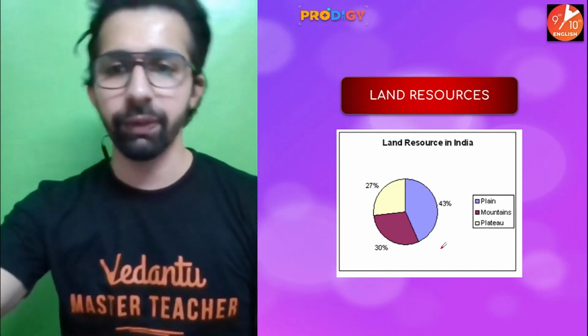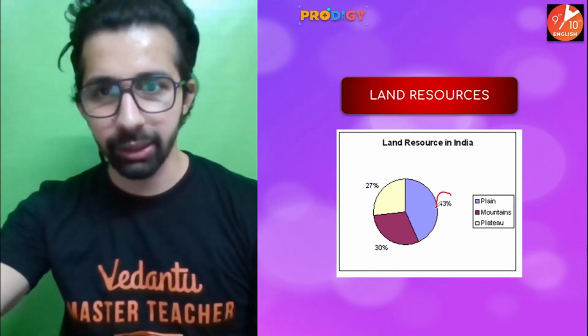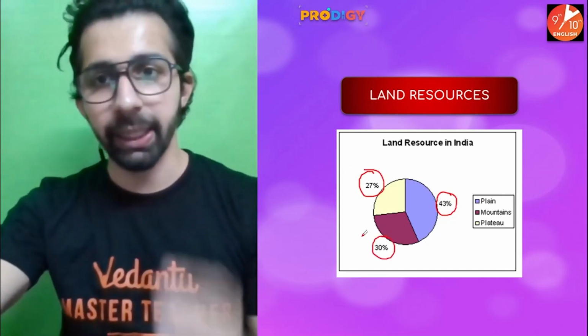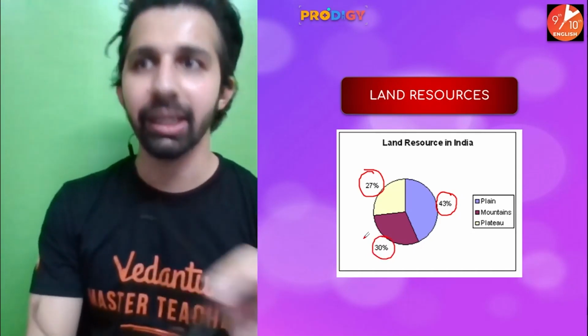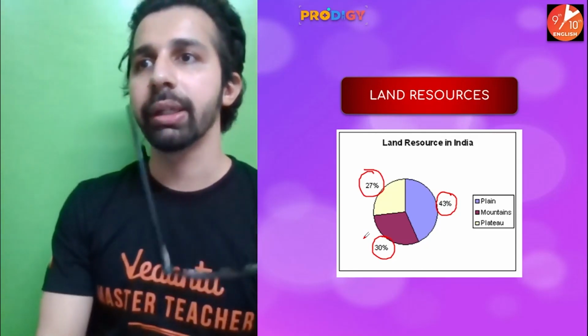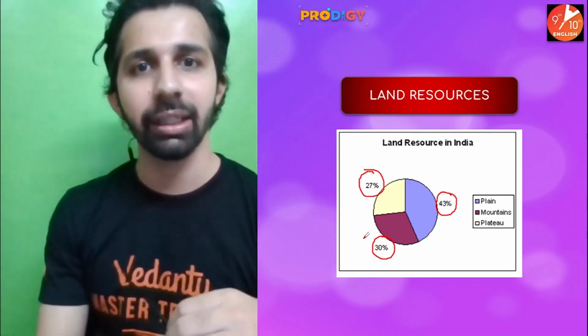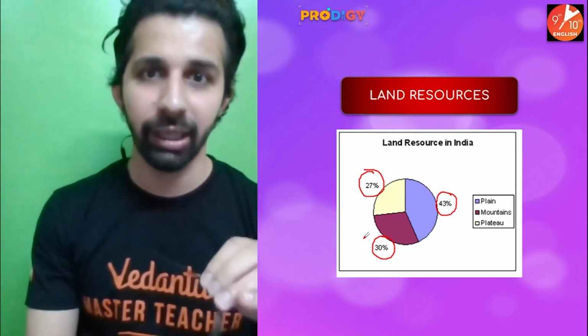Like for example, if you look at India, look at this pie chart. 43% area is a plain area in India. 27% is a plateau. 30% is mountain. So depending upon the land we have, we make use of those resources. Are you understanding? We cannot use deserted areas for agriculture, or it is very difficult. It is not convenient to use deserted areas for agriculture. But yeah, if you talk about plain areas, we can use the plain areas as an agricultural area. Yes, definitely. So it depends upon the type of land we have in our country.